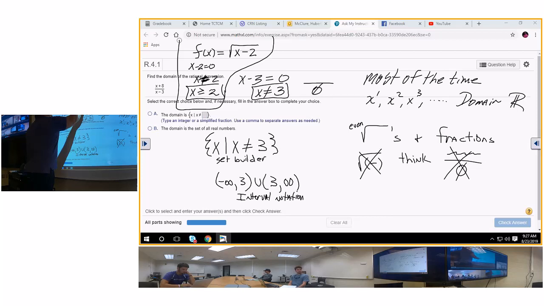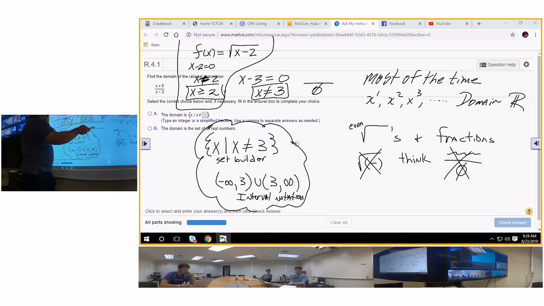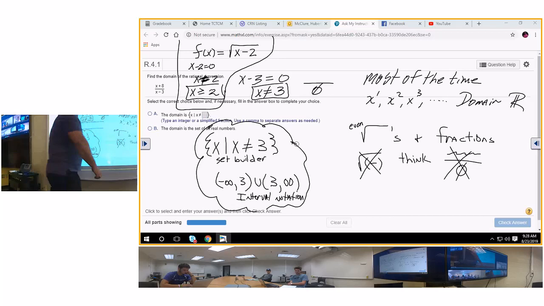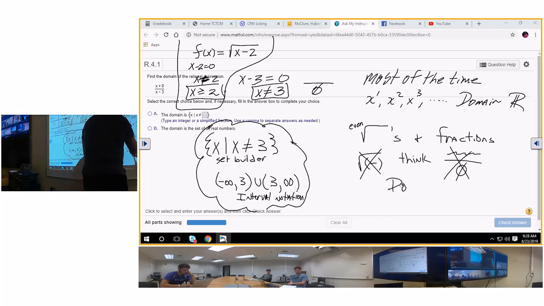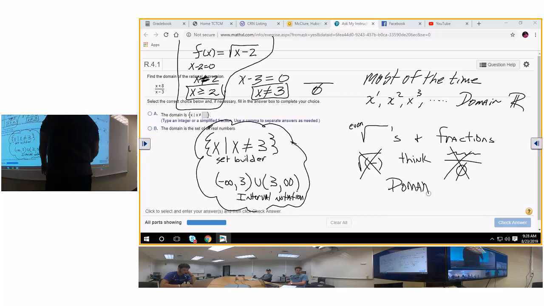This one is different because you can't have 0 in the denominator. You can have a negative in the denominator, but you can't have 0. That's it. Period. So whenever you have an even radical, or you have a fraction with a variable in the denominator, the domain is going to be affected. If the domain is affected, so is the what? Range.